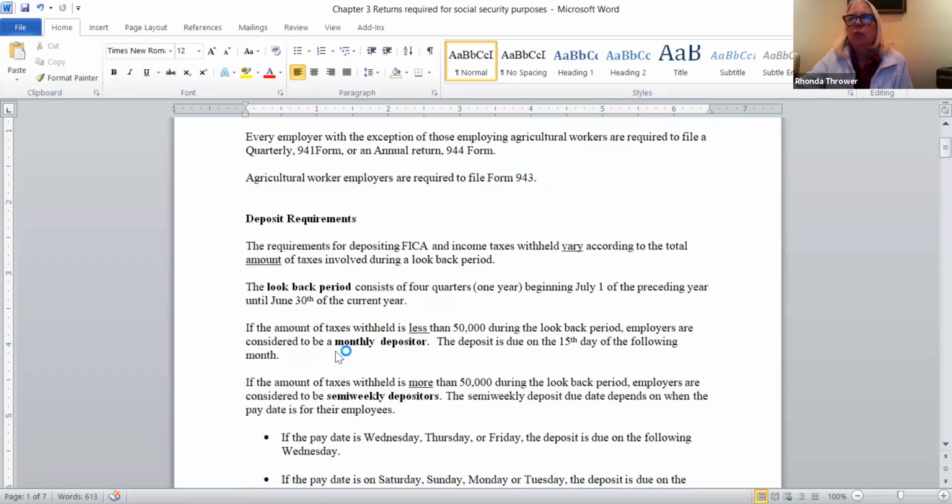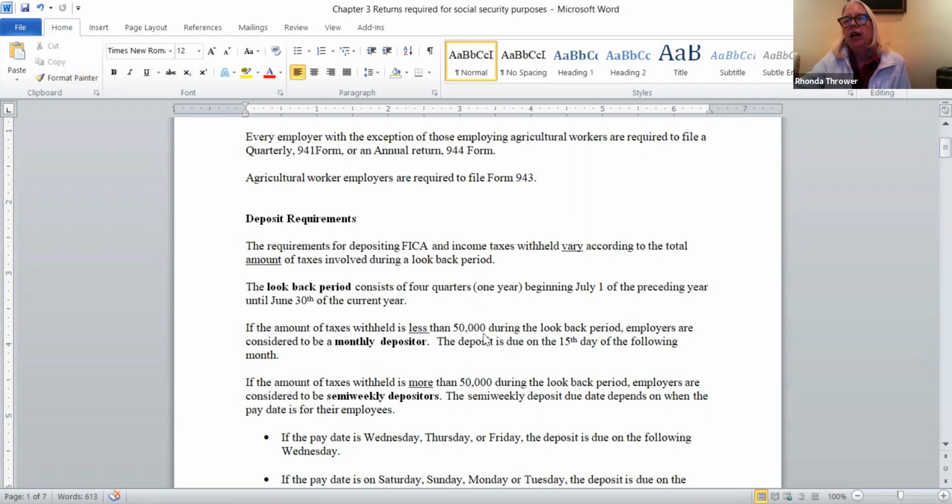So if the amount of the taxes withheld is less than $50,000 during the look-back period, that's the 4 quarters beginning the previous July 1st and going through June 30th of the current year.